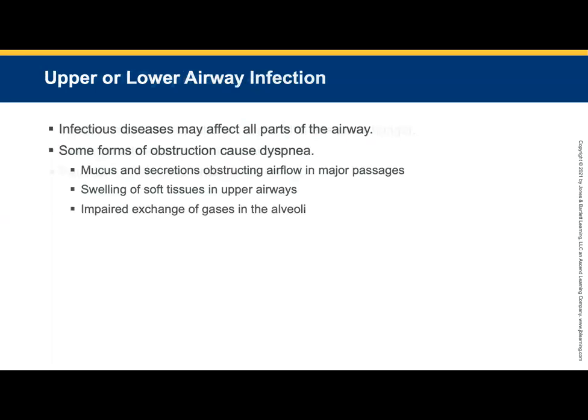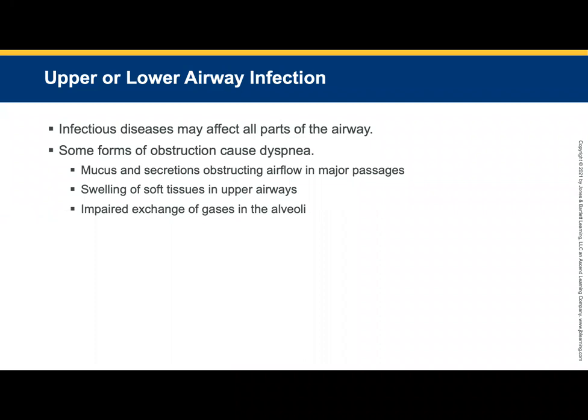So the upper or lower airway infection. Infectious diseases cause dyspnea and may affect all parts of the airways. Oxygenation is a problem of inadequate oxygen delivery to the tissues. So they can't get the airflow. We can't get that exchange. The proper cause of dyspnea is always some form of obstruction. Again, we're going to have mucus or secretions obstructing airflow in a major passage.